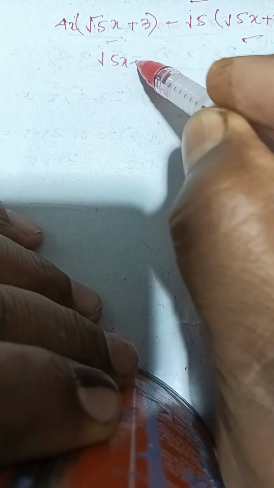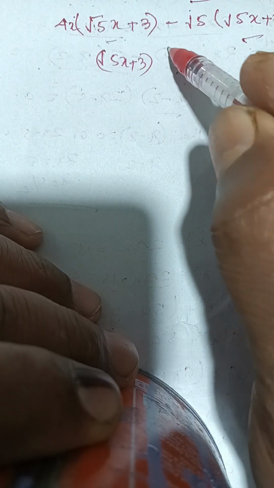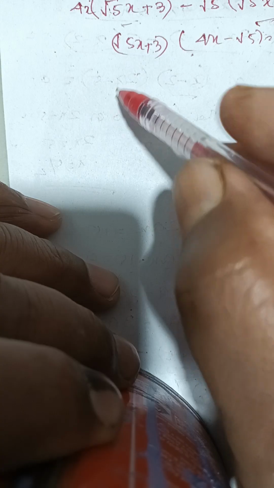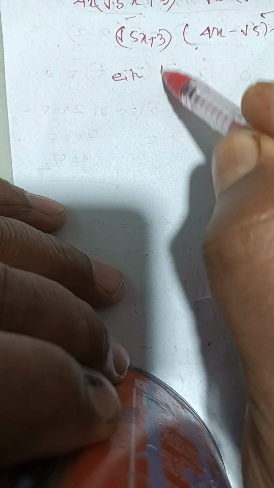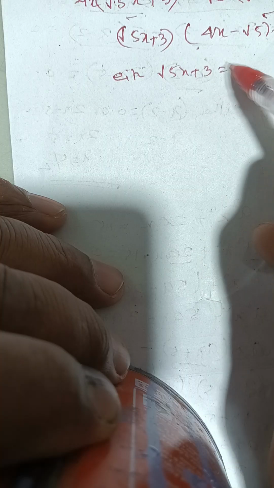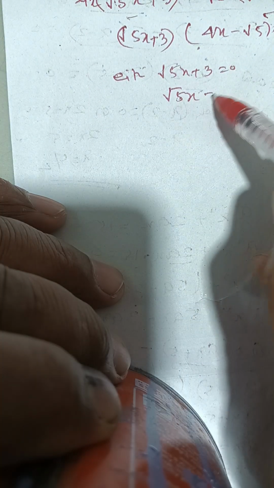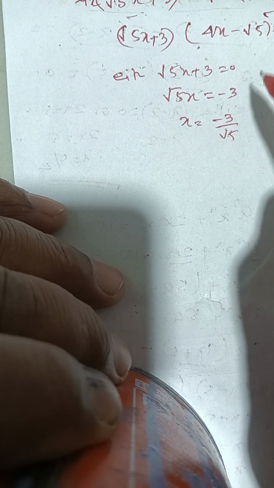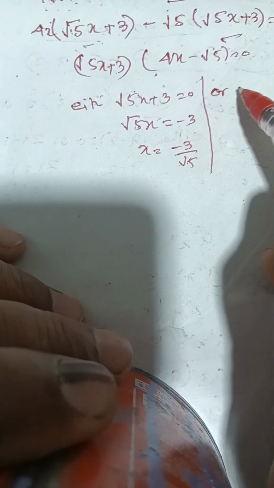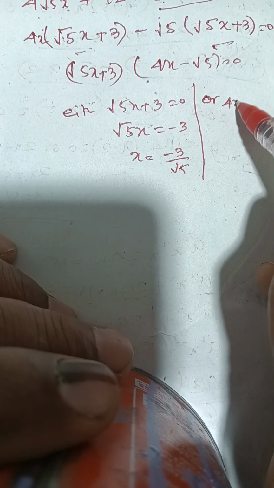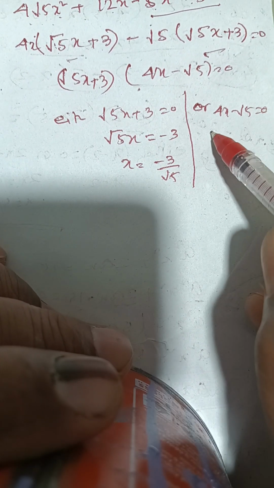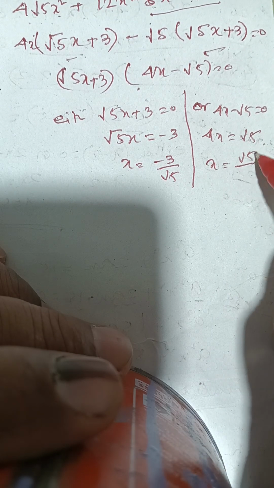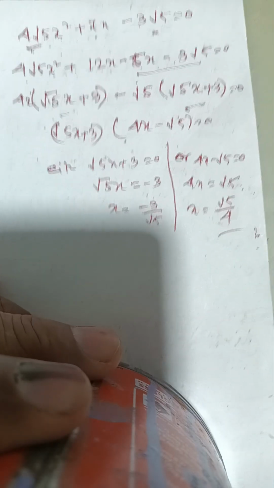So you write root 5x plus 3 into 4x minus root 5 is equal to 0. After this you write either or. Either root 5x plus 3 equal to 0, which can be written as root 5x equal to minus 3. Therefore x equal to minus 3 by root 5, one answer. Another answer you write, or, here you see 4x minus root 5 is 0. So we can write 4x equal to root 5. So x can be written as root 5 by 4. So this is the solution of this question.